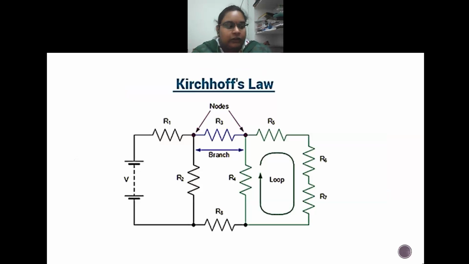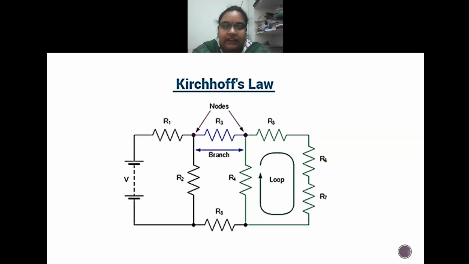The next laws which we need to see are Kirchhoff's laws. Before going into Kirchhoff's laws, we need to understand basic definitions of different parameters. The diagram which you are seeing is called a network. In this network we have different parameters like a branch. A branch is a connection of an element between two nodes. A node is a junction where two or more elements are connected.